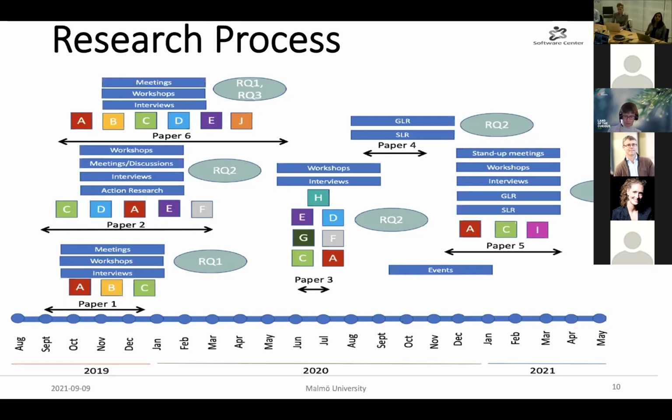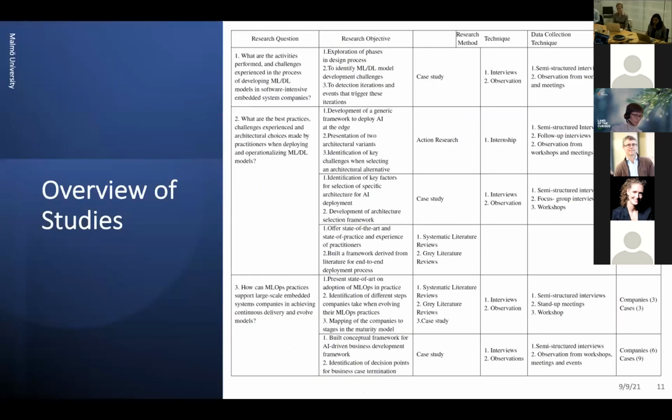For instance, for paper 1, we did our case study at case companies A, B, and C, and we used techniques like interviews, workshops, and meetings for data collection, and we analyzed the data. And this is regarding research question 1, that is, how to develop machine learning and deep learning models. Likewise, we did the same for the other papers too.